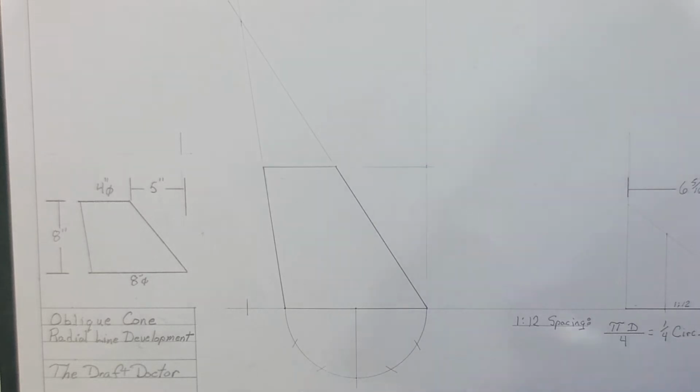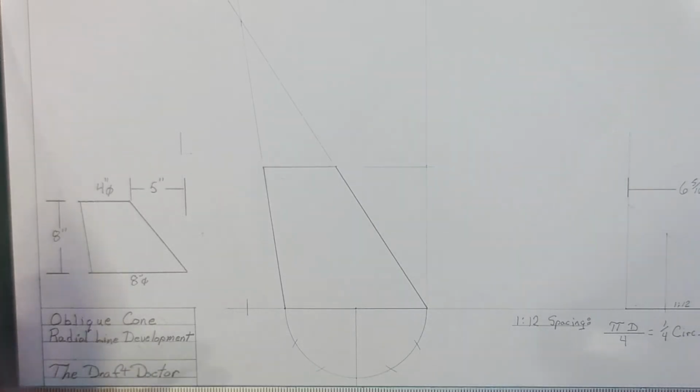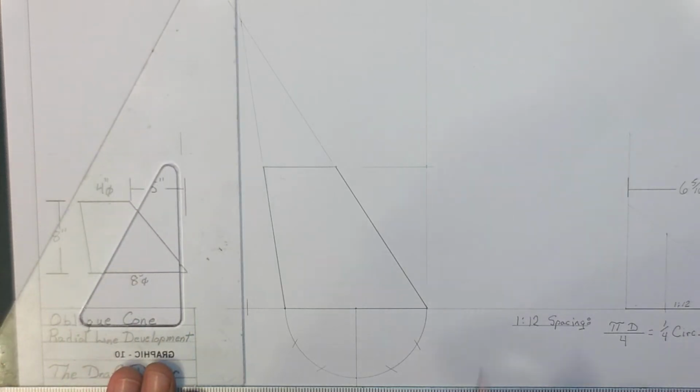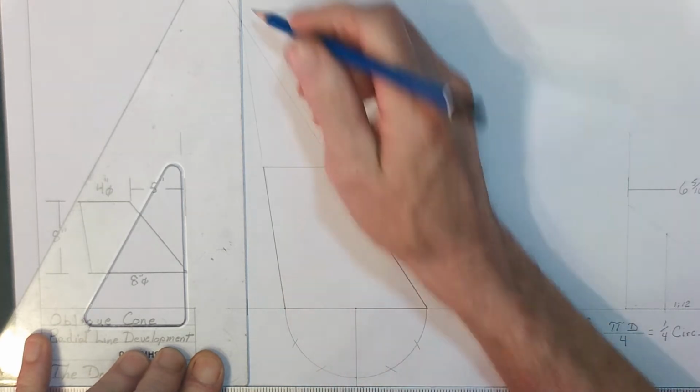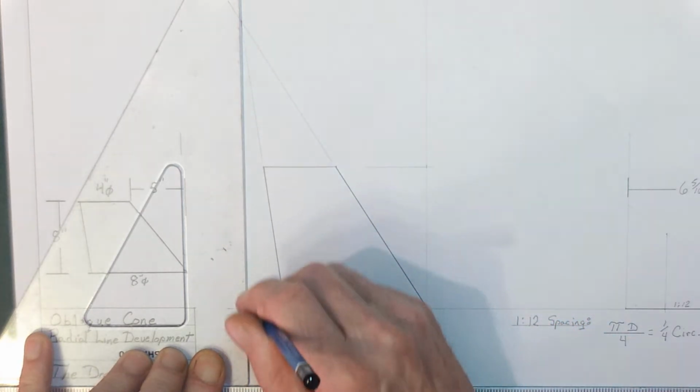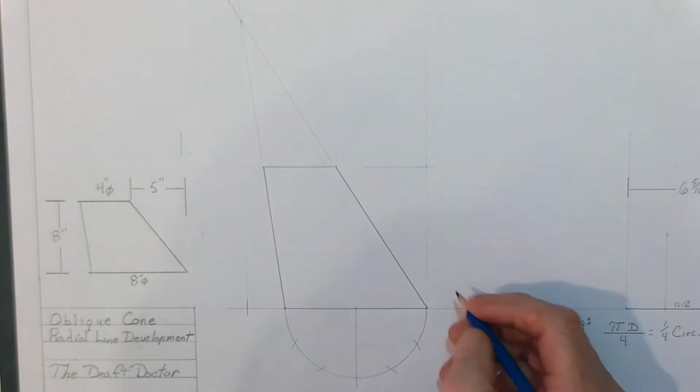What we have to do with an oblique cone is kind of neat. First thing I'm going to do is take my apex and plumb it down to my baseline. Here's my baseline.